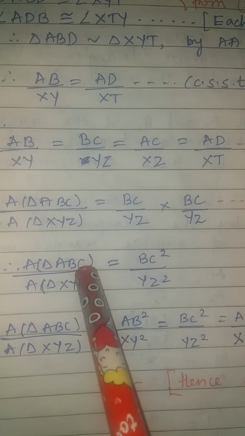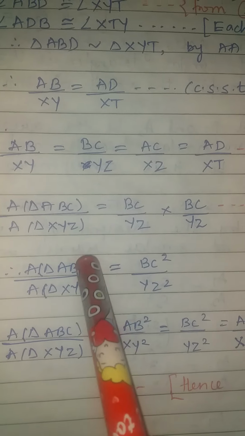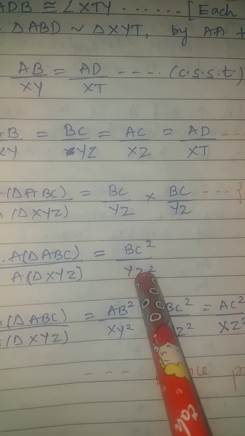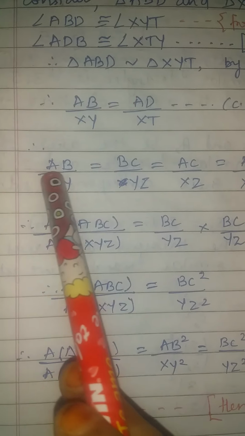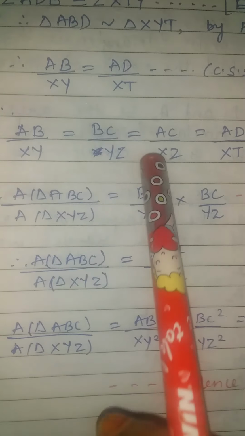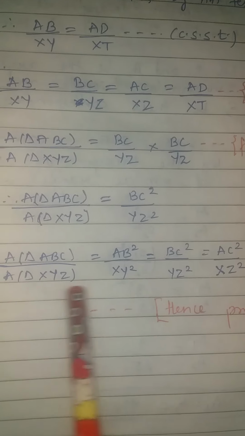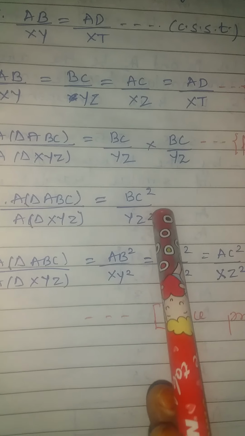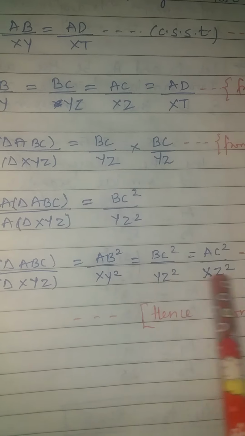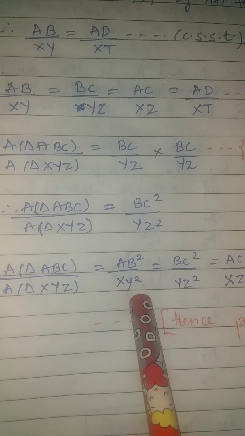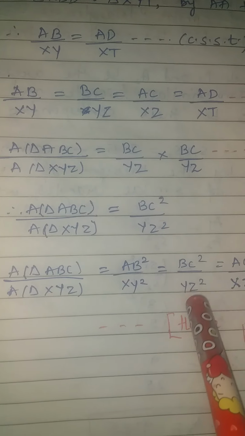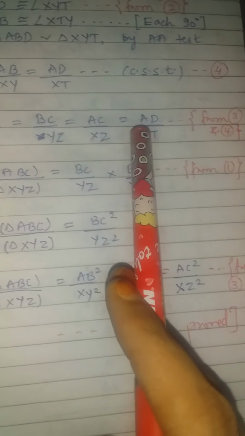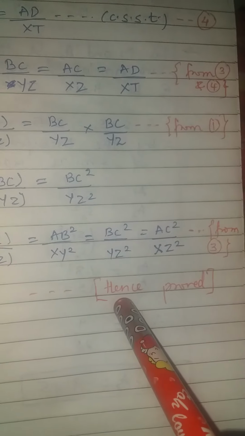So we can have the final statement here. The ratio of the areas of the two triangles is equal to the ratio of the squares of the corresponding sides, and as we all know, the ratios of the three corresponding sides are equal. So we can have it in the final form as area of triangle ABC upon area of triangle XYZ is equal to AB square upon XY square, which is equal to BC square upon YZ square, and further equal to AC square upon XZ square. That is from this main equation. Hence the theorem is proved.